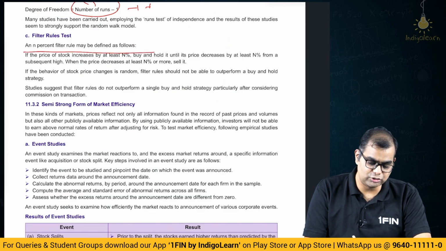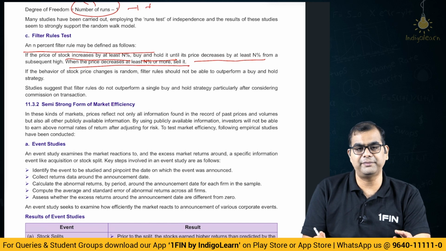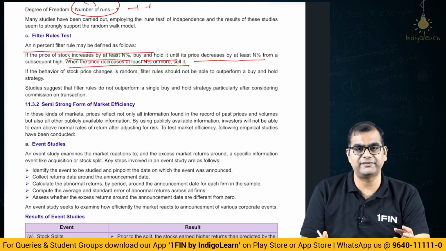An n% filter rule may be defined as follows. If the stock price increases by n%, buy and hold until its price decreases by at least n% from a subsequent high. When the price decreases are at least n% or more, sell. So basically you define that every 5% I will take an action. If the stock moves up by 5%, I will buy. If the stock falls down by 5%, I will sell.